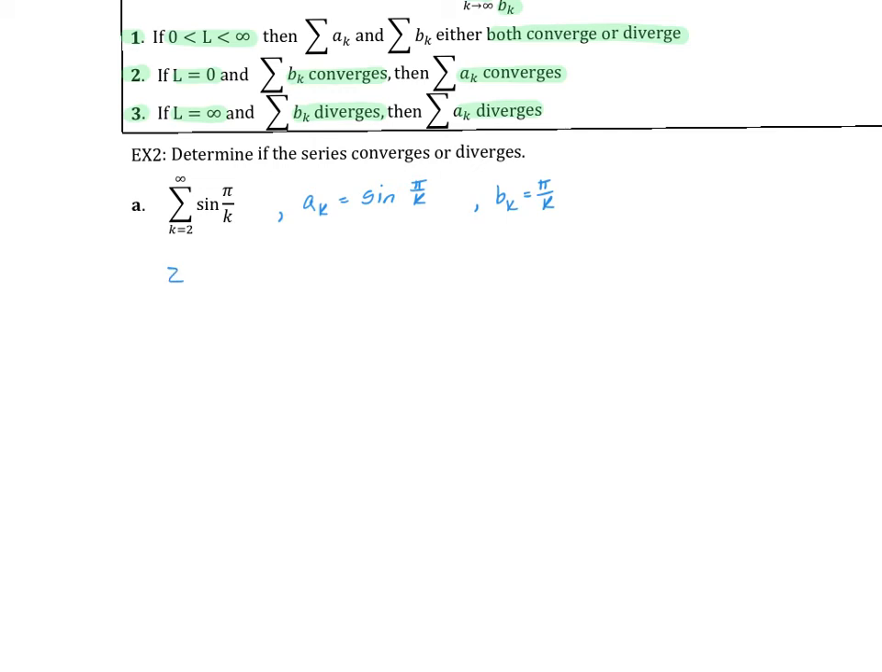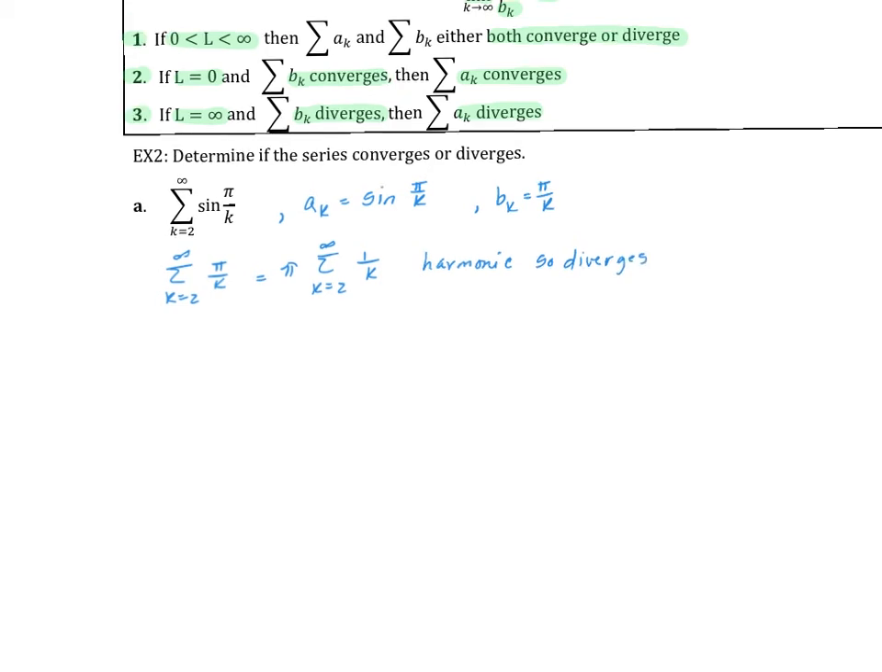The only thing I need to do is determine whether my b sub k converges or diverges. So let's look at the series from k equal to 2 to infinity of my b sub k, which is pi over k. I can factor out the pi, and then I'm looking at the series from k equal to 2 to infinity of 1 over k, which is a divergent p series where p is equal to 1, or harmonic. So this diverges. The justification is p series where p is equal to 1, or you could say harmonic, which means the same thing. So I know that b sub k diverges.